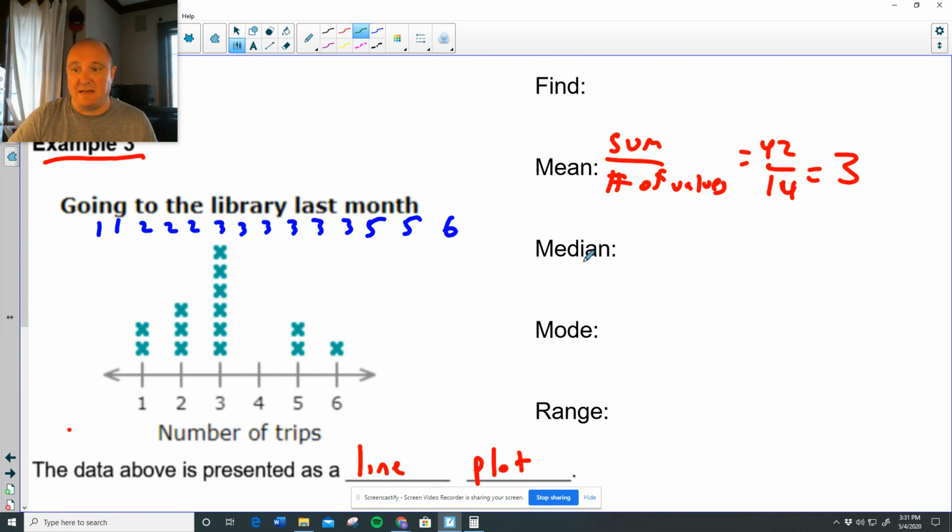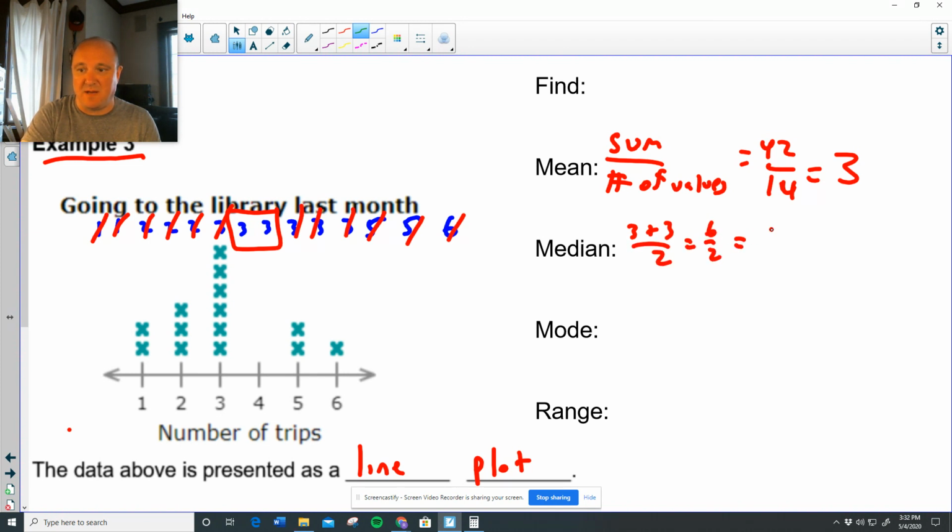Next, the median. The median is the middle. So I start saying, all right, let's cross them off at the ends until I get to the middle. So cross, cross, cross, cross, and so on. I'm just going back and forth until I get to the middle. And here I've got 2 in the middle. So when I have 2 in the middle, I add them together and divide by 2. So 3 plus 3 over 2, that's 6 over 2. Look, my median is 3 as well. Sometimes the mean and the median are the same.